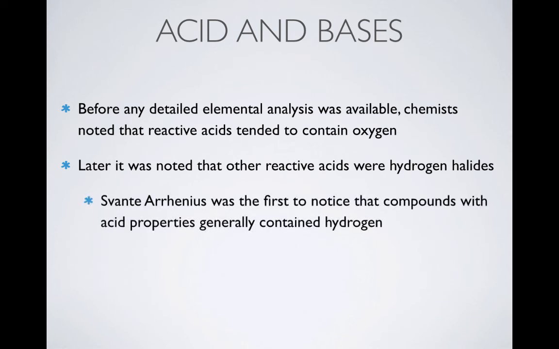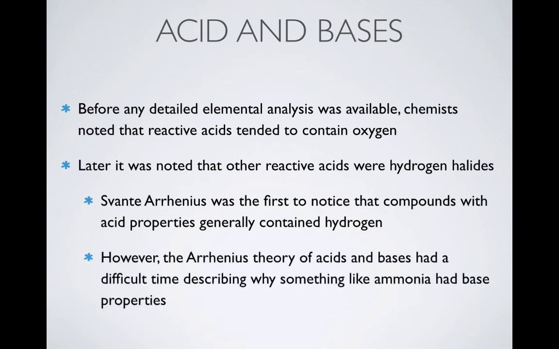So Svante Arrhenius, who we spoke about earlier looking at kinetics, was really the first to notice that there was a link between all of these different acids and it looked like they all contained hydrogen. So he first proposed that it was the hydrogens that were making things acidic. So we had the Arrhenius theory of acids and bases, looking at whether or not something had an H+ in it, or for bases, whether it had an OH- in it.